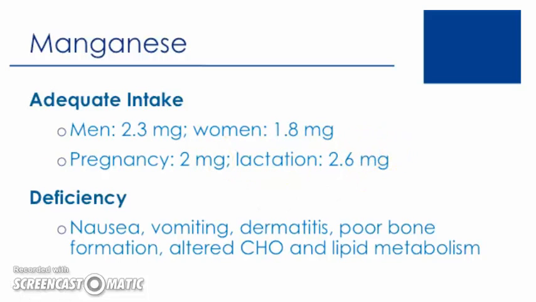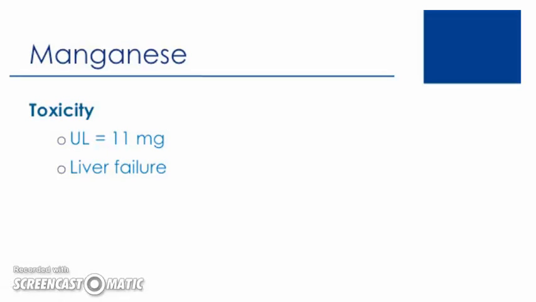We can see that deficiency of this mineral can lead to nausea and vomiting, dermatitis, implications to bone formation, and altered carbohydrate and lipid metabolism. We see here the tolerable upper intake level for manganese is 11 milligrams per day, and chronic excess intake of manganese in extreme cases can lead to liver failure.